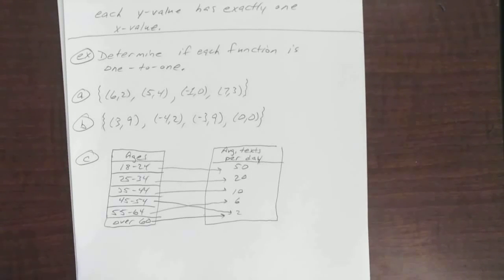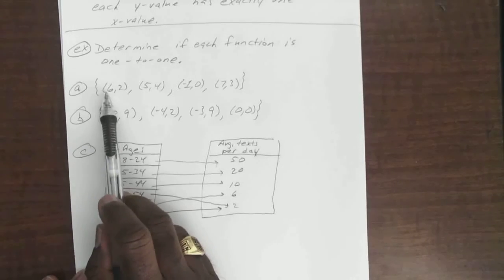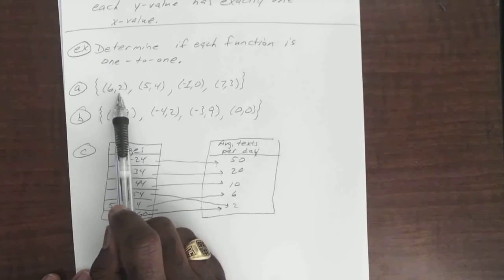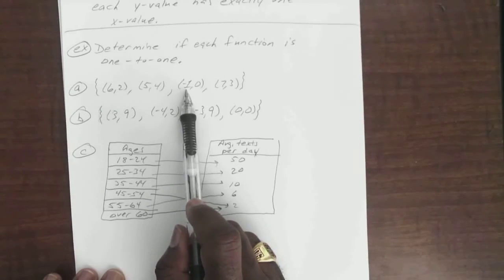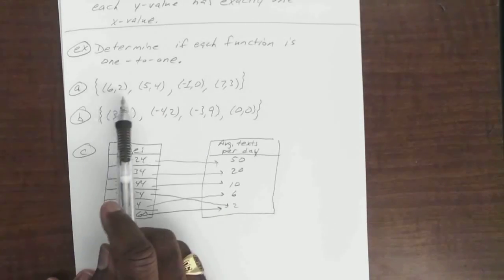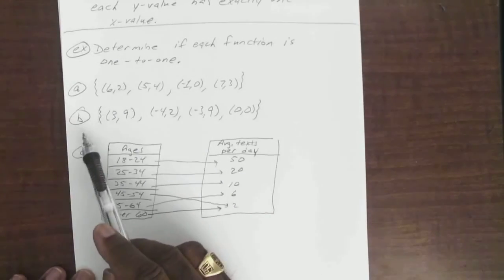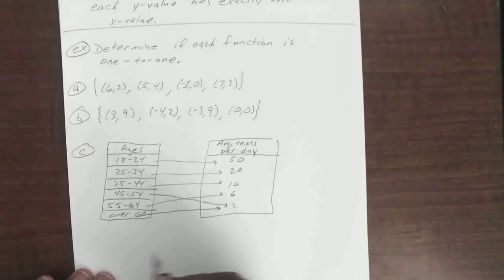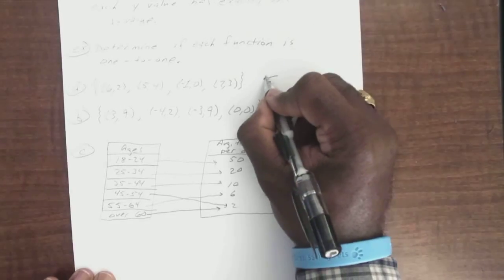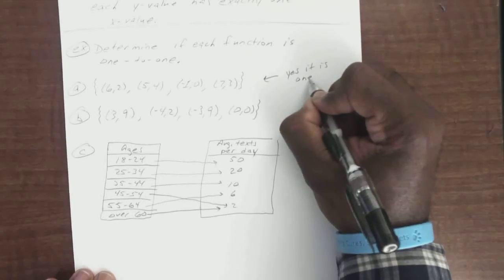Okay, so what about A? Yep, this one is actually 1-to-1 because 6 only has one y value. You don't see 6 with a different y value. Same with 5, same with -1, same with 7. Now your y equals 2 only has one x value. Same with 0, same with 3. Okay, so this one, yes, it is 1-to-1.